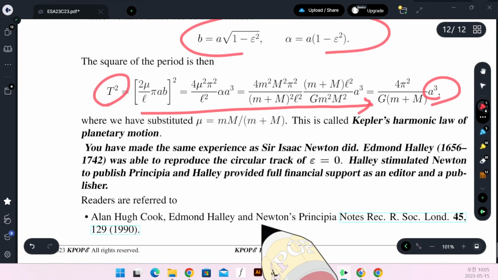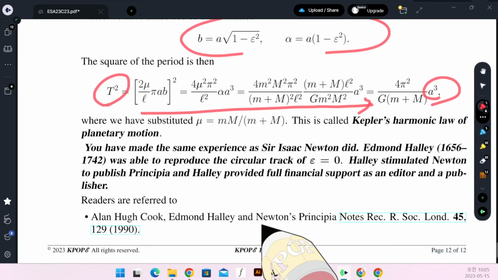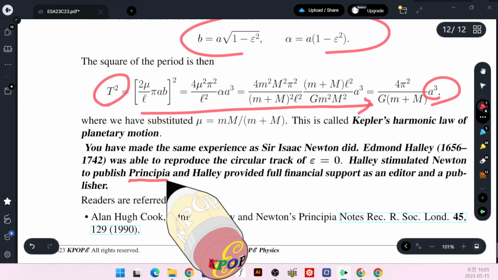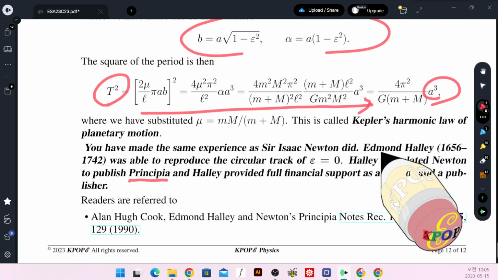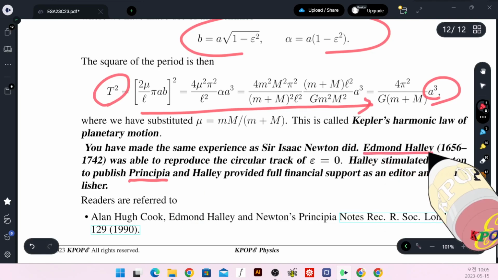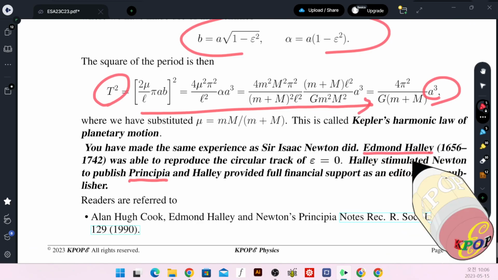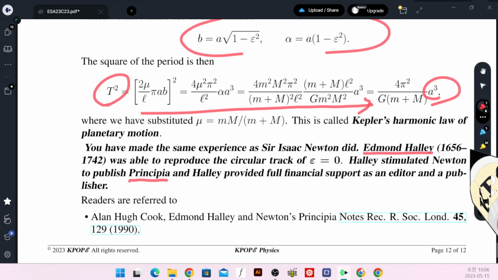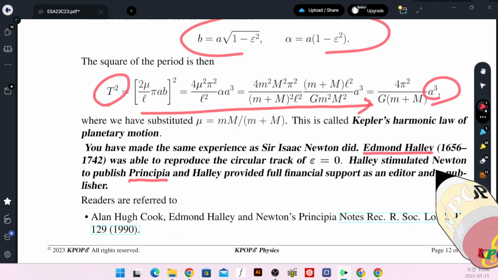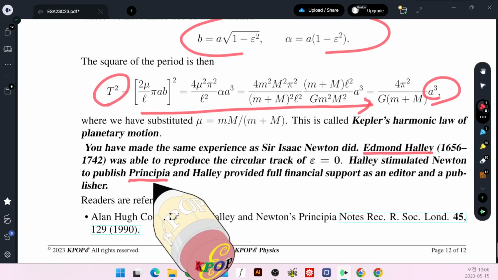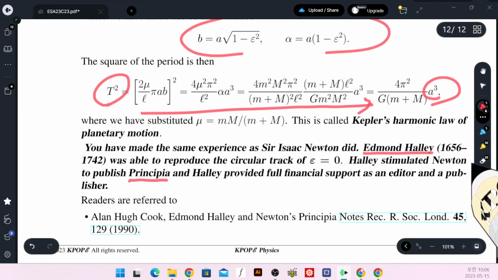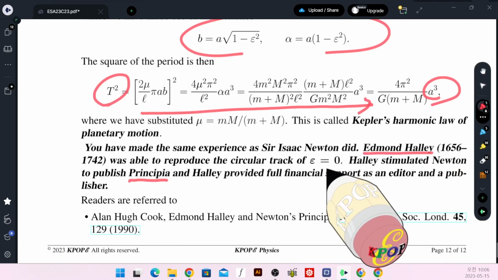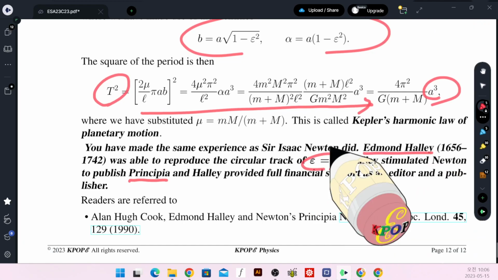Including this result, he found a lot of things, and it was published as the Principia. He was not the person who published it. The young man Edmund Halley was rich, and he used up almost all his money to publish Newton's Principia. He even persuaded Newton to let it be published. And by himself, Edmund Halley was able to reproduce the result for the circular orbit, where the eccentricity is 0.